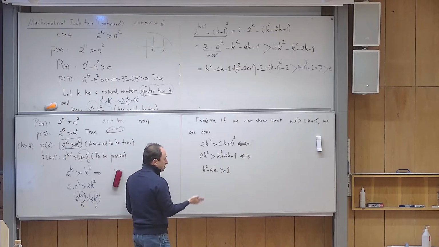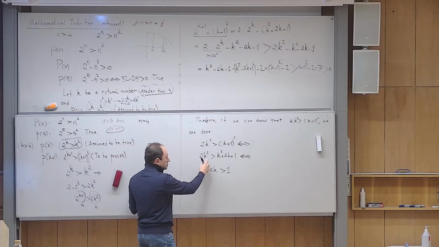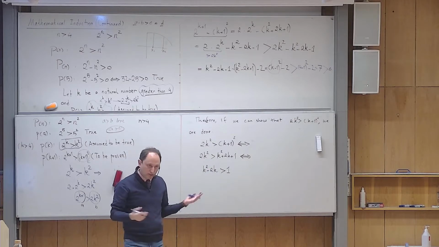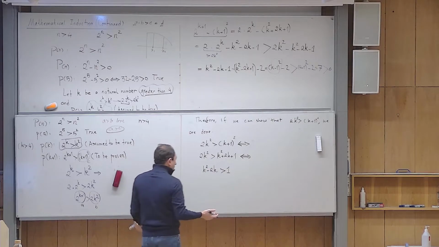But then, is this true or not? Because it's still not very clear. k is a number greater than 4. So I am raising it to power, but subtracting 2k from it. It might happen that it goes below 1. I want to show that, no, this cannot happen. So you have to have a good argument for that.